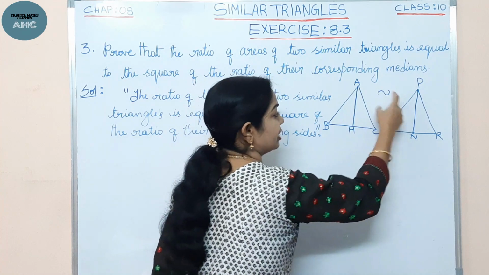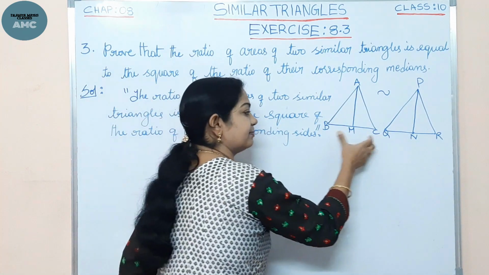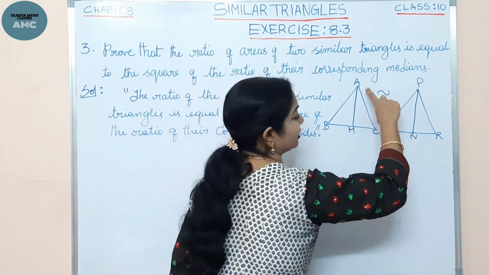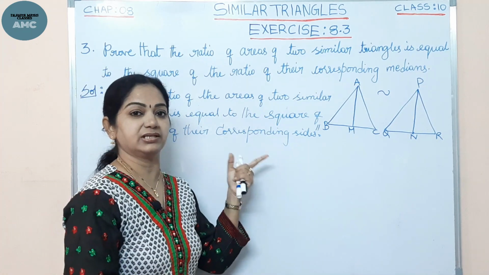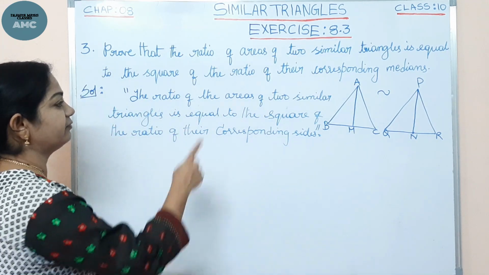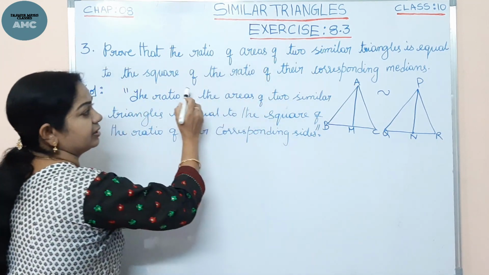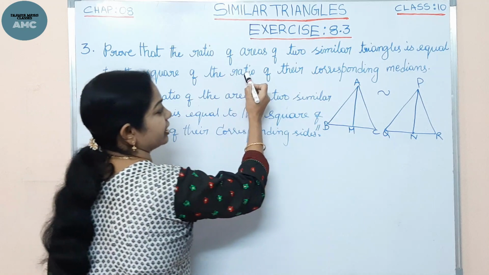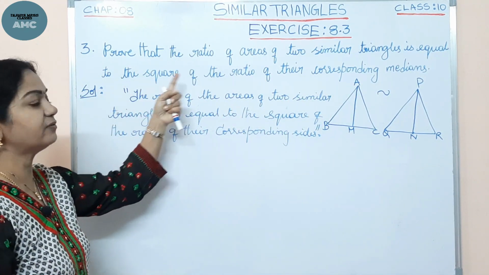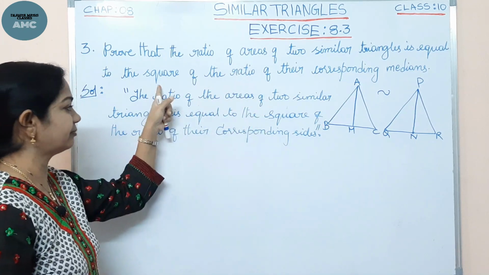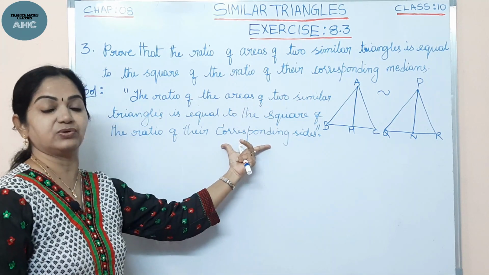Here, AB by PQ is the corresponding ratio, isn't it? The ratio of the corresponding sides. So AB by PQ whole square is equal to BC by QR whole square, which is equal to AC by PR whole square. So this important theorem states so. In the question we have to prove the ratio of their corresponding medians. But we know from the statement of the theorem that the square of the ratio of the corresponding sides is equal.